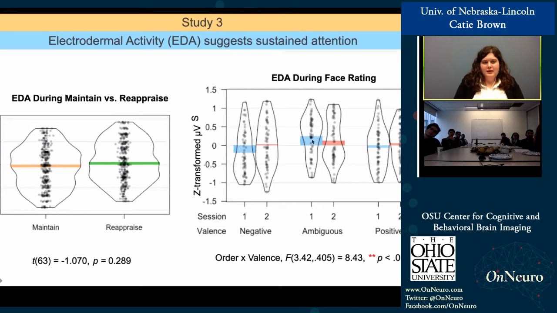This EDA decreasing across session for the ambiguous stimuli is at trend. So I don't want to read too much into that, but it would be in a direction suggesting that maybe you are changing the arousal properties of the stimulus when you're changing the valence. That's kind of a big leap, but just one thing that we could consider.